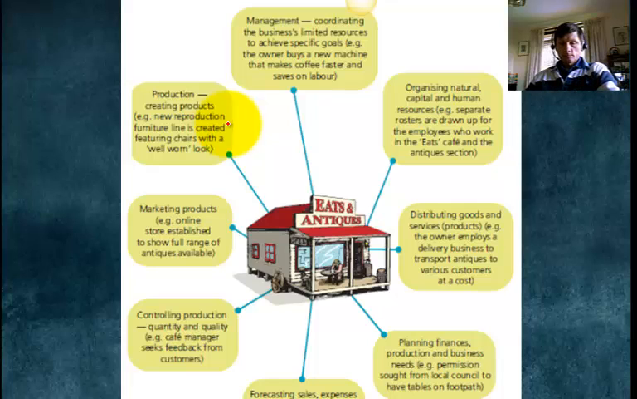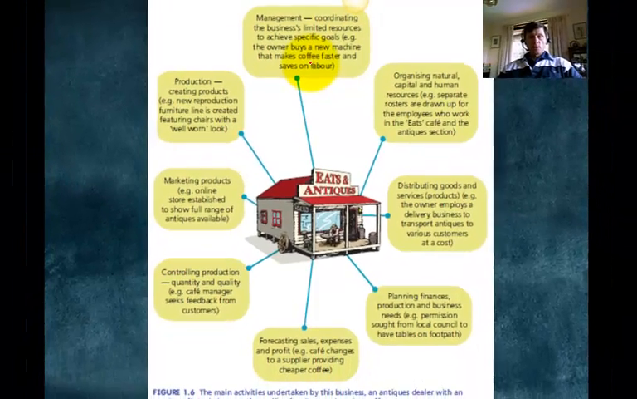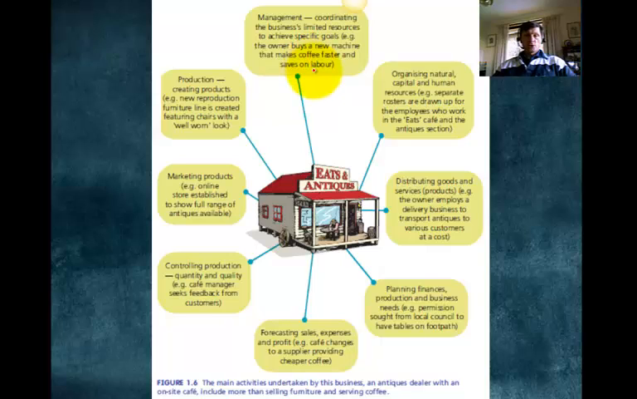Obviously the business is in the production of something, so they're creating products, in this case reproducing furniture, and also providing some coffee to go along with it. Management, the management coordinate the limited resources to achieve their goals. For example, the owner buys a new machine that makes coffee faster and saves on labour. Organising all your resources, capital, human and natural resources. Distributing goods and services to their customers.